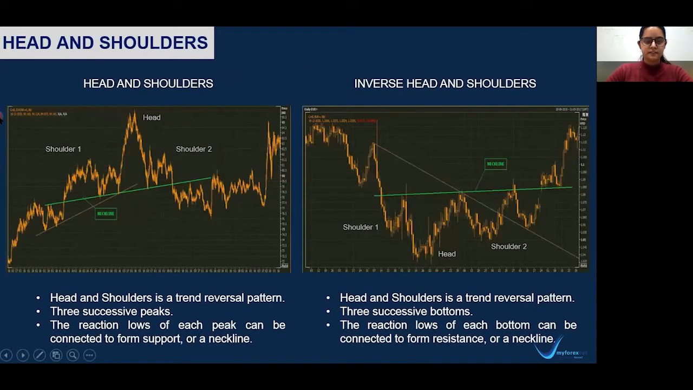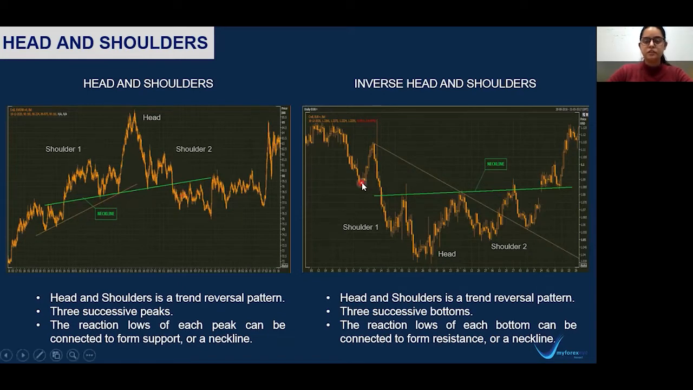Head and shoulders. This is very interesting. Head and shoulders is also a trend reversal pattern. Here, the price forms three successive peaks, but the only difference is that the middle peak is the highest, which is the head, and the outer peaks are roughly the same level and are known as shoulders. The reaction lows form the neckline, and once the price breaks down the neckline, the pattern is confirmed and we say that the trend has reversed.